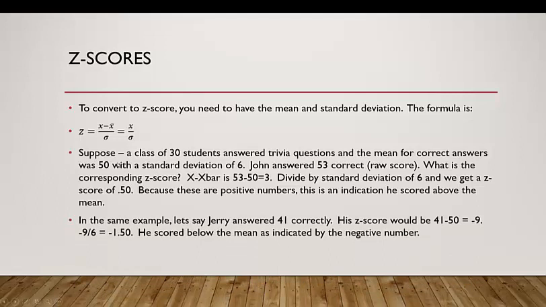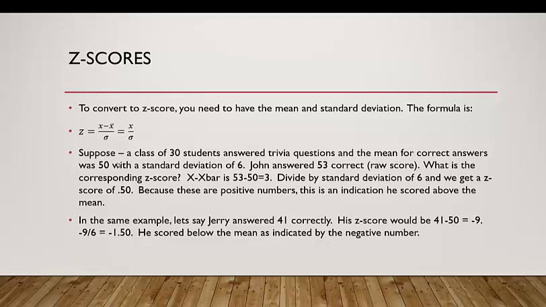In the same example, let's say Jerry only answered 41 questions correctly. His z-score would be x minus x bar, score minus mean. 41 minus 50 equals -9 for the top part, our numerator. -9 divided by the standard deviation of 6 gives us a z-score of -1.5. He scored below the mean, as indicated by our negative number.